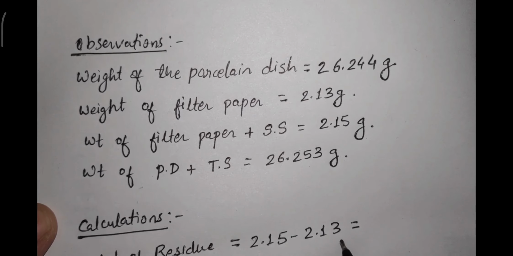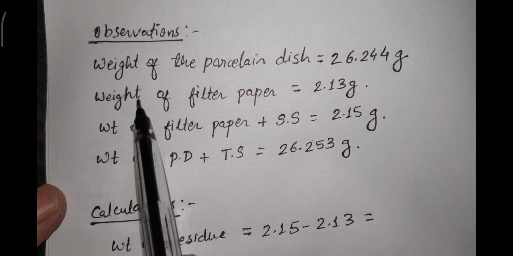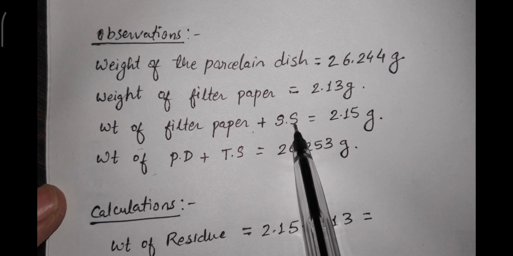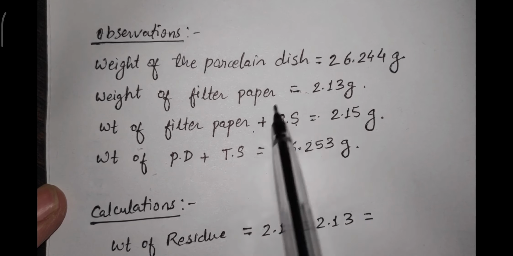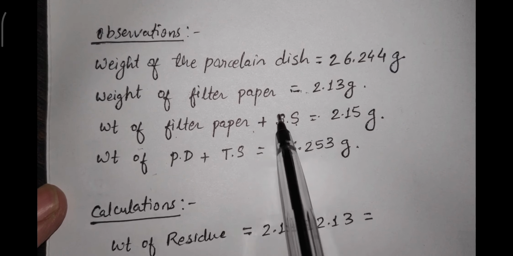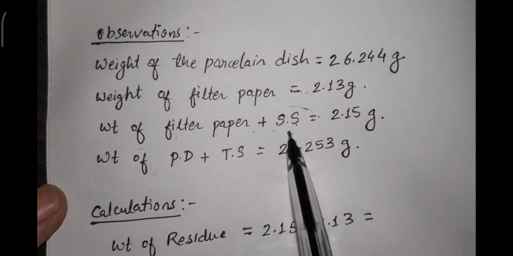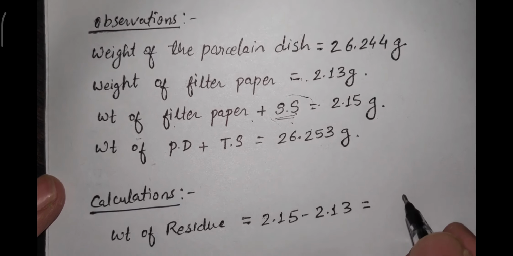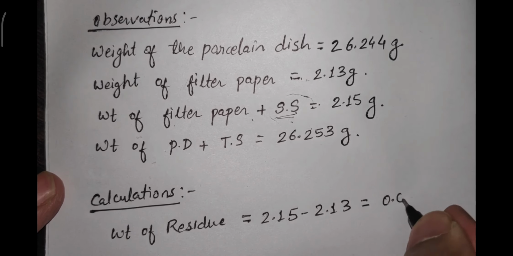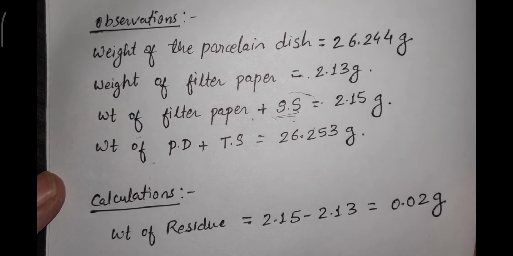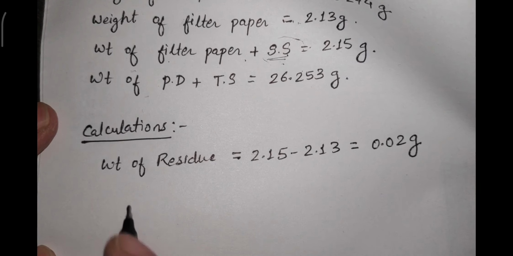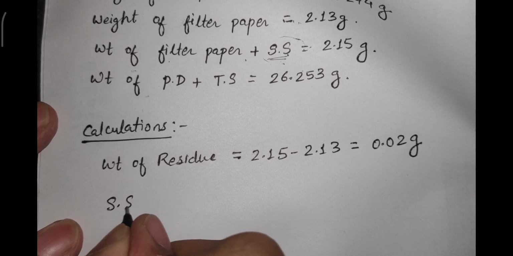Now we can see from this observation here, weight of filter paper plus suspended solid. If we subtract these two things, then these two get cancelled, and whatever we get is nothing but the suspended solids, the residue of suspended solids. So it comes out to be 0.02 grams.